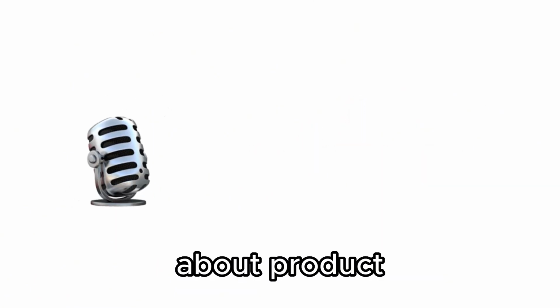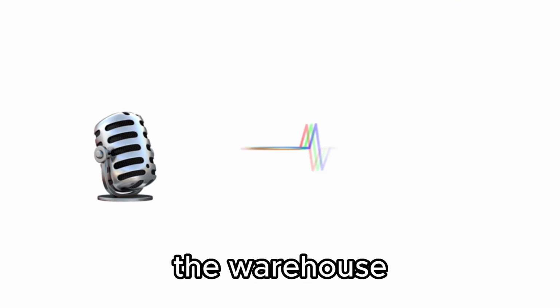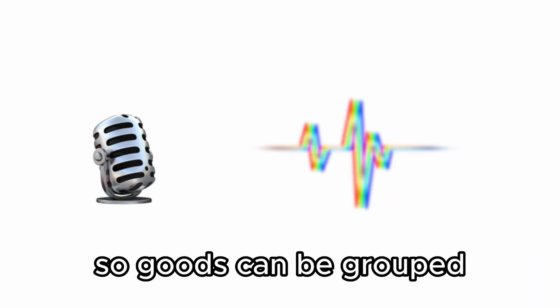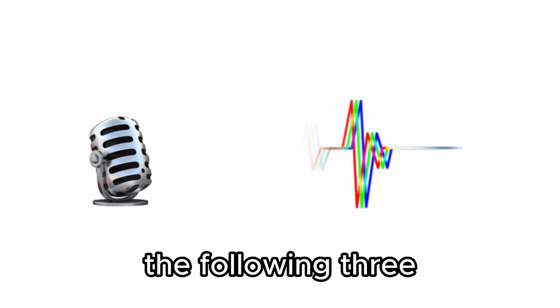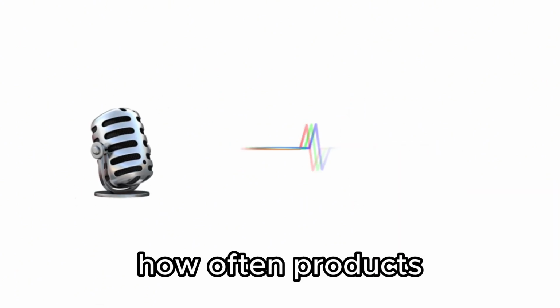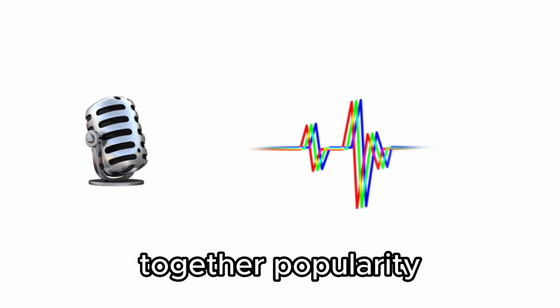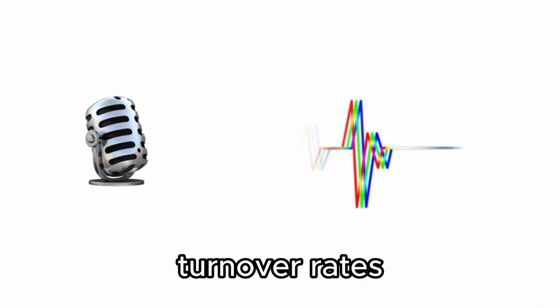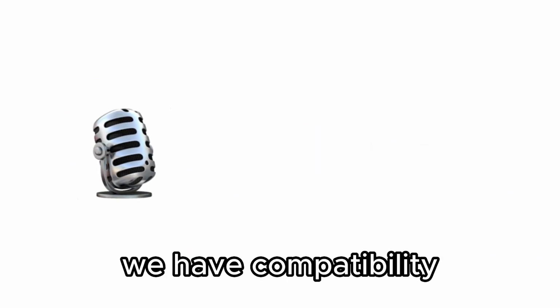Now let's talk about product groupings within the warehouse. So goods can be grouped according to the following three methods: compatibility, so in terms of similarity; complementary, how often products are ordered together; and popularity, dependent on turnover rates or demand rates. So in terms of product groupings within the warehouse, we have compatibility.